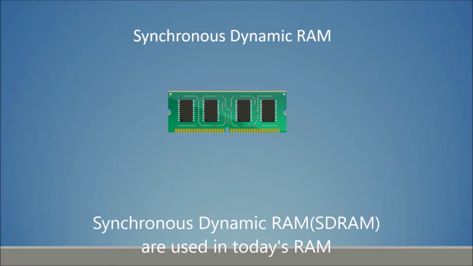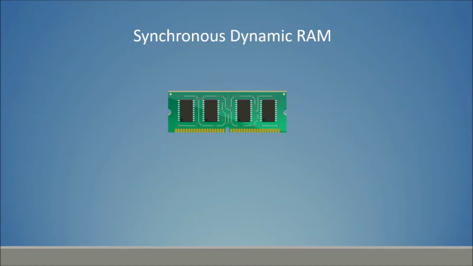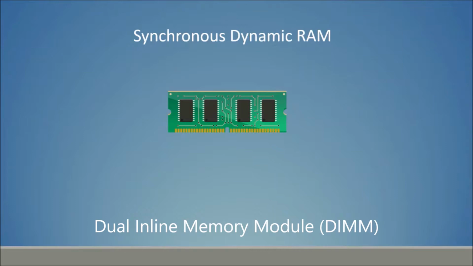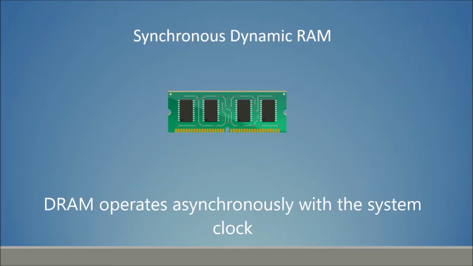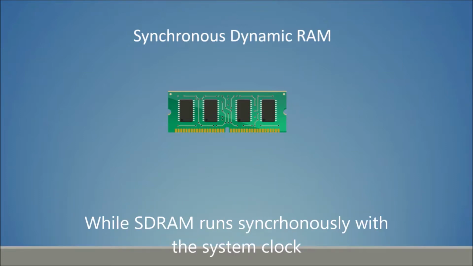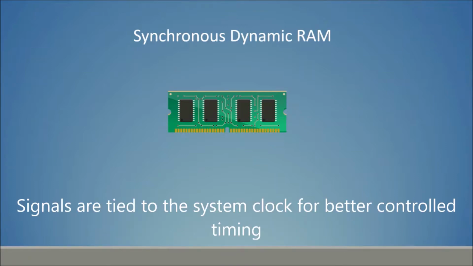Synchronous dynamic RAM, known as SDRAM. It is used in today's RAM, dual inline memory module, or known as DIMMs for short. The difference between DRAM and SDRAM is that DRAM operates asynchronously with the system clock, while SDRAM operates synchronously with the system clock. All signals are tied to the system clock for better controlled timing.